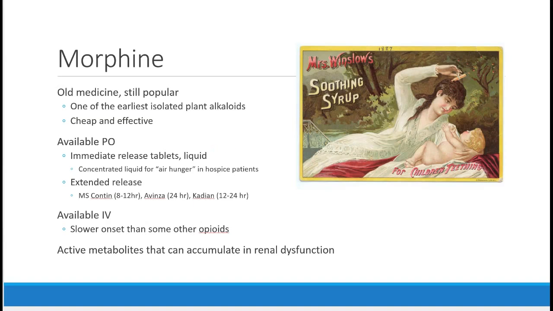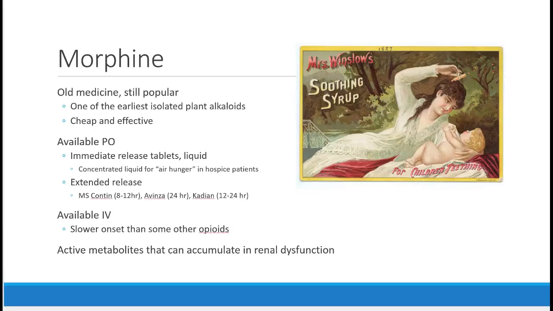All right, morphine's a really old medication. It's still quite popular. One of the earliest isolated plant alkaloids that was used in modern medicine. It's both cheap and highly effective, making it quite nice to use. It's available orally and IV. There's a couple different products. There's immediate release tablets and liquids. There's extended release products. MS Contin is the extended release product that's pretty commonly used. Avinza and Kadian are other products too.